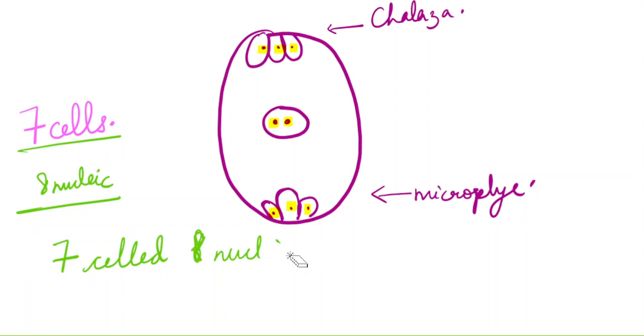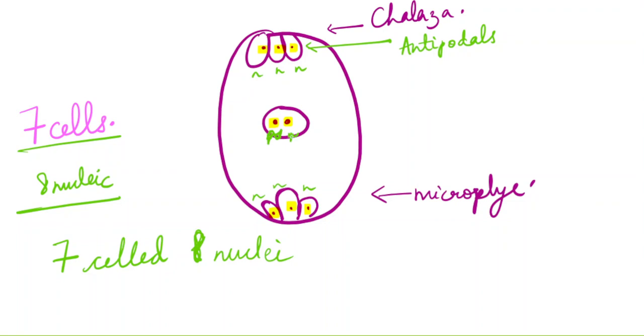So this is a very important thing. You should know which type of structure this is. It is a 7-celled 8-nuclei structure. The cells above, these 3 cells, are known as antipodals. And all these cells are what? Haploid. This is haploid, haploid, haploid. This one nucleus haploid, those 2 nuclei haploid, haploid, haploid. All cells here are haploid.